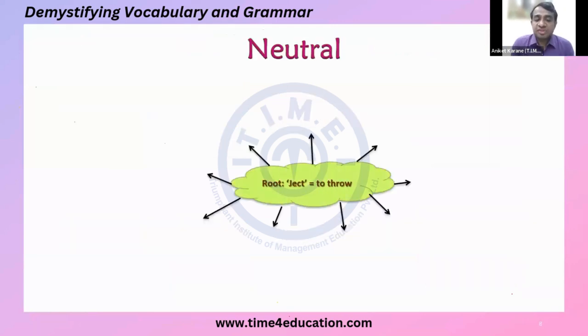Now let's say we take the root ject, which is the suffix in most of these words we're going to discuss. Please don't draw. Okay. So in the words that we are going to discuss now, this suffix ject means to throw. Ject means to throw. And now to throw, we have to use it in context. Wait a while.